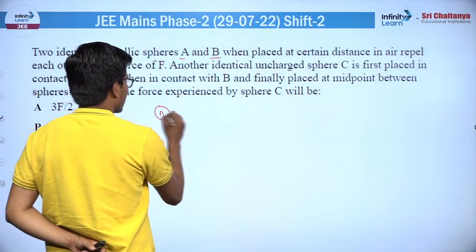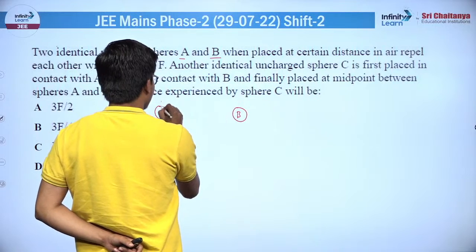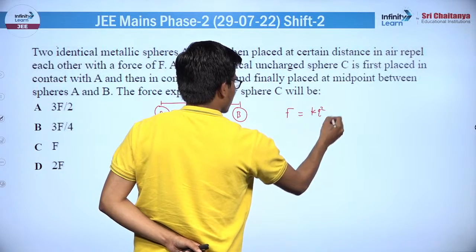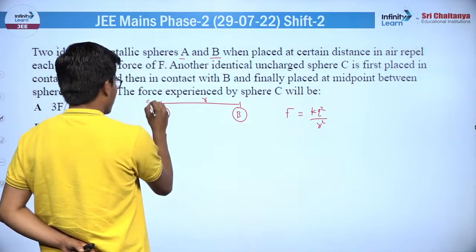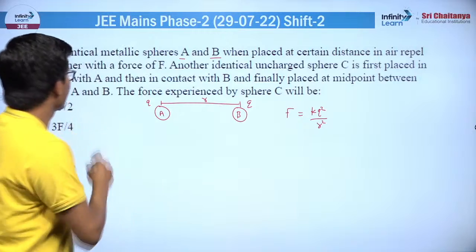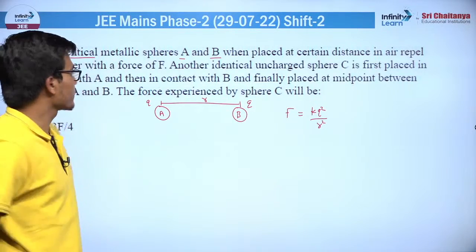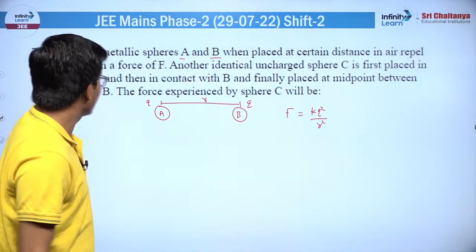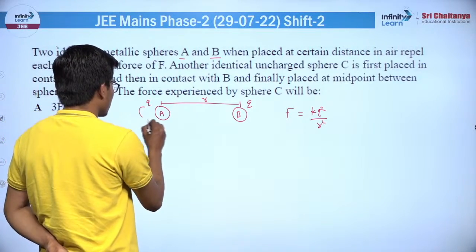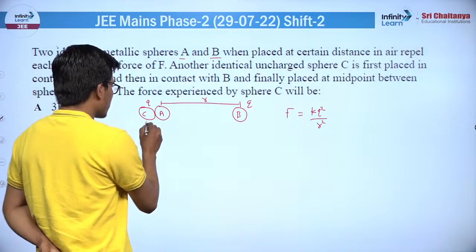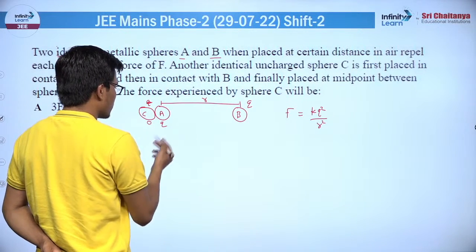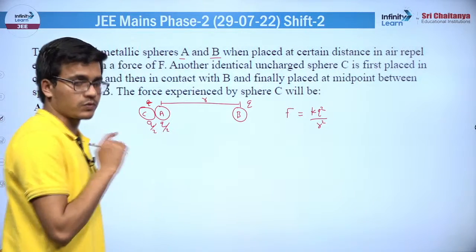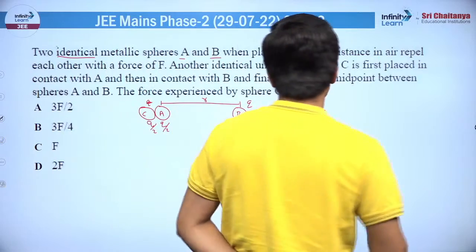So let's say you are having A here, you are having B here, and the distance between them is R. So the force is F, right? And both are initially having identical charge written here. All right. So now what you are doing is another uncharged sphere, that is C, is first placed in contact with A. So if there is a C which is having no charge and this one is having Q charge, so you know that charge will equally divide and Q by 2 and Q by 2 will come because both the spheres are identical.